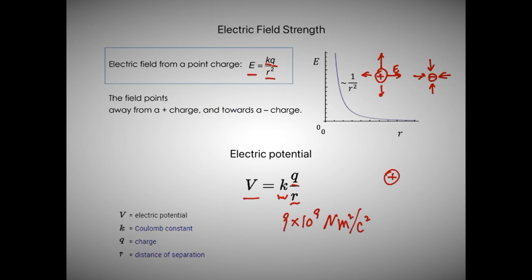You can see that the potential is directly related to the amount of charge. But as you move away from the charge, the potential decreases, inversely proportional to the distance r away from the charge.